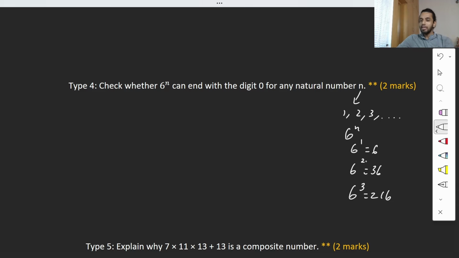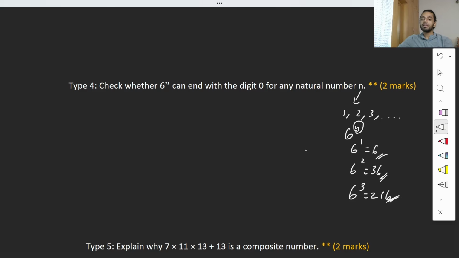So in this way, if we substitute any value in the place of n, will the number end with 0? That is the question. So let's try to understand the question this way. Even if we write 6 power 10 or 6 power 27, at any point in the series, will it end with the digit 0 is the question.